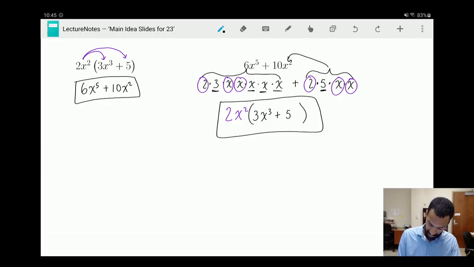Okay. If I were dividing 6x to the fifth by 2x squared, right, the common factor here, well, 6 divided by 2 is 3, and x to the fifth divided by x squared, you remember you would subtract your exponents here, 5 minus 2 is 3. That would give me x to the third power, right? So that's going to be our mental strategy.